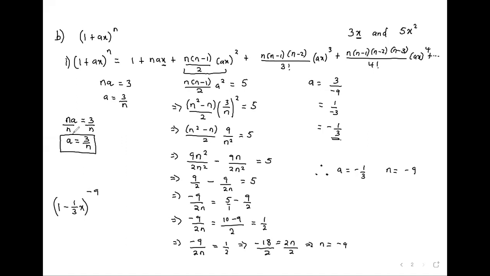Sir, I've got a question down there where negative 9 over 2n is equal to half. How did you manage to get negative 18 over 2? I'm confused there. Cross multiply here. Negative 9 times 2 is negative 18, and 2n times 1 is 2n. Then you're looking for n. Oh, sorry, I've got it. Okay.